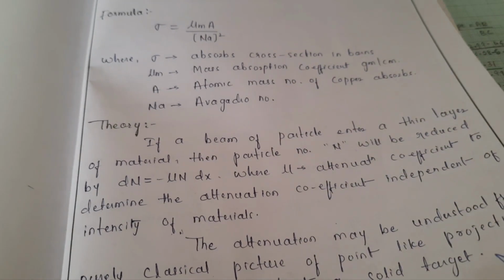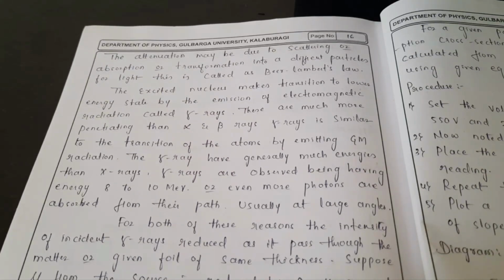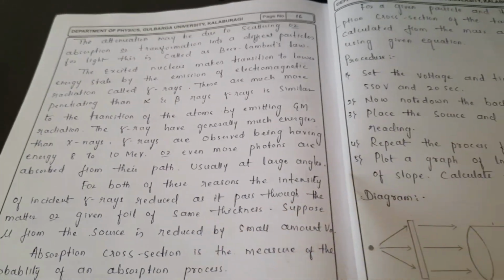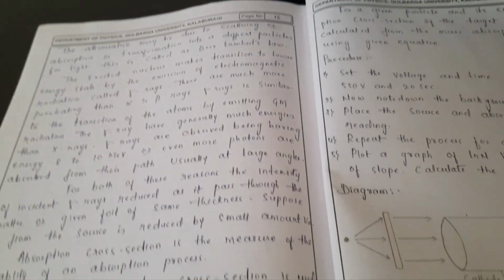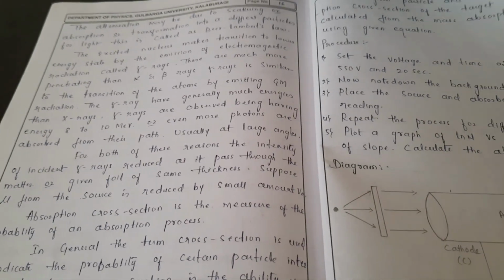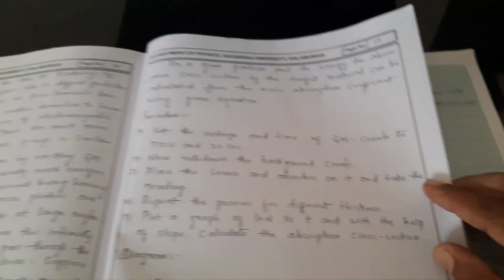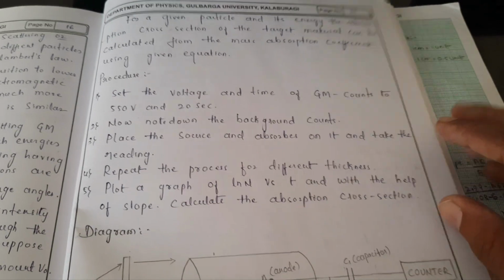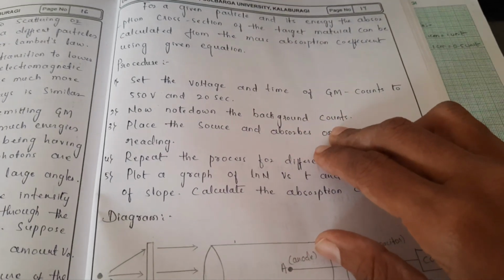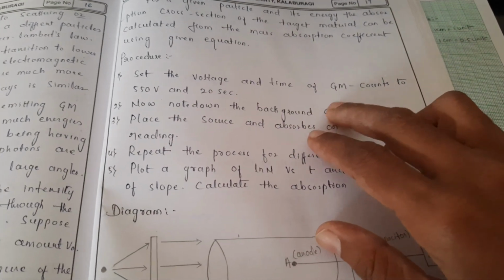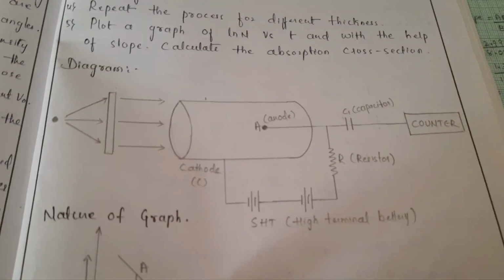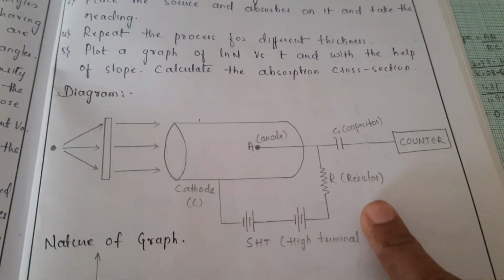You should read the theory of attenuation coefficient. Attenuation means the decrease in the intensity of radiation, or the decrease in the counts. As the thickness of the absorber increases, the count rate is going to decrease. I will explain how to do this experiment procedure, and this is the diagram for the working of the GM counter.